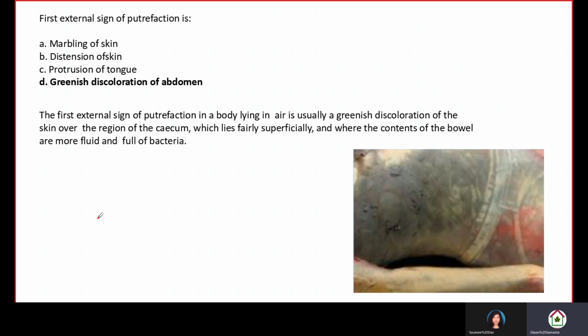The first external sign of putrefaction in a body lying in air is usually greenish discoloration of the skin over the region of cecum, which lies fairly superficial and where the contents of the bowel are more fluid and full of bacteria. Okay, the first external sign of putrefaction in a body lying in air is greenish discoloration. That is also important.